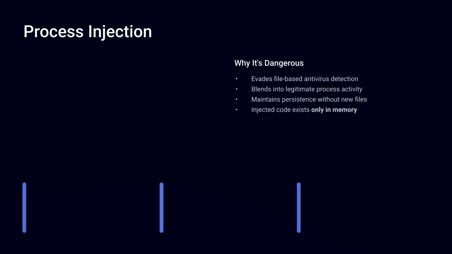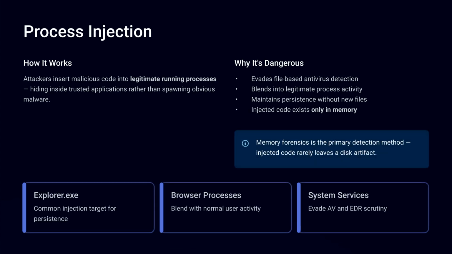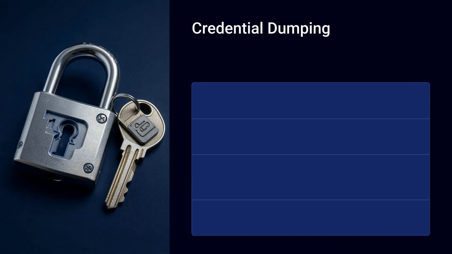Process injection is dangerous because attackers insert malicious code into legitimate processes, hiding inside trusted applications. This technique evades file-based antivirus, maintains persistence, and the injected code exists only in memory, making memory forensics the primary detection method. Credential dumping steals authentication data from memory during active sessions.